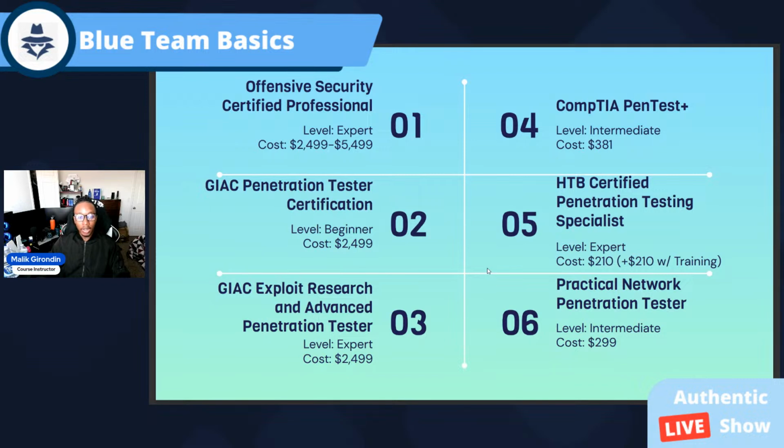You have the GIAC Penetration Tester certification by SANS. Again, $2,400, $2,500, a very, very steep price. I don't have too much visibility on this, but it is listed in the top 10 penetration testing certs, or top 6. You have another one by SANS, the GIAC Exploit Researcher and Advanced Penetration Tester, number 3. Shout out to Tanisha. I believe she has one of these, if I'm not mistaken. Expert level, cost $2,500.